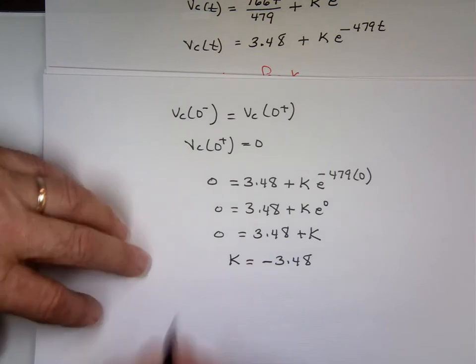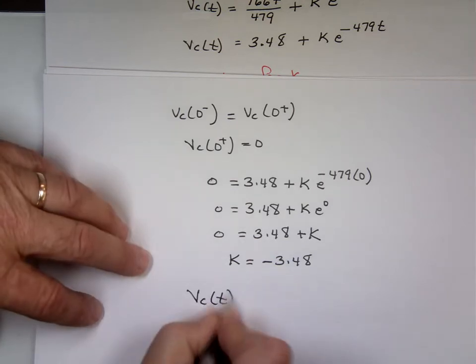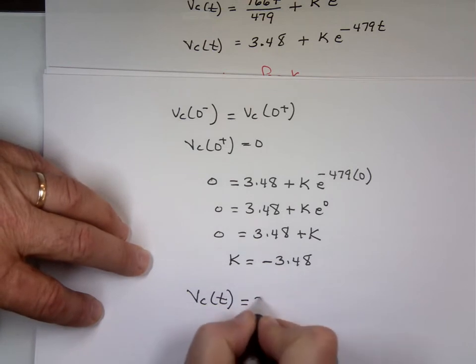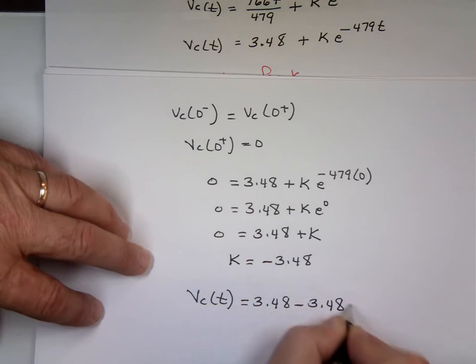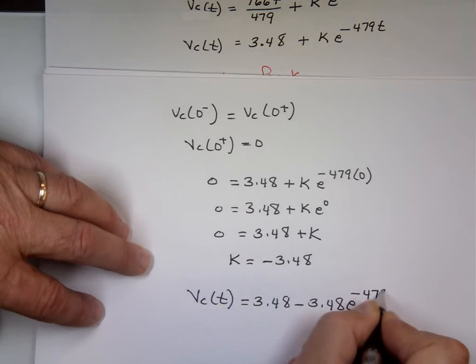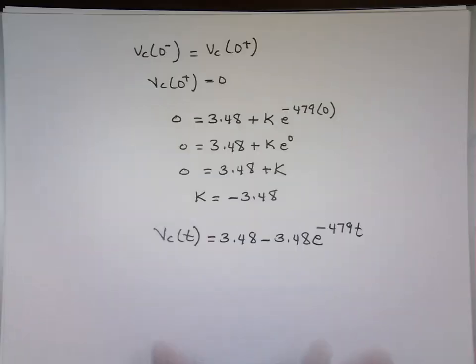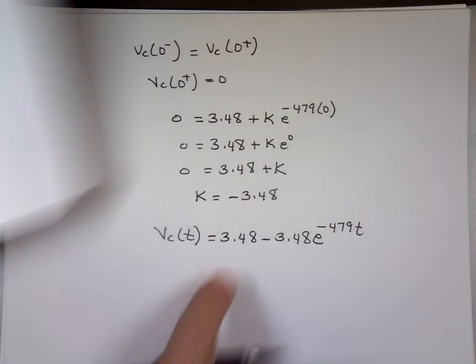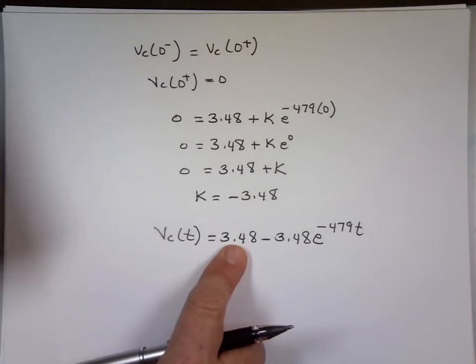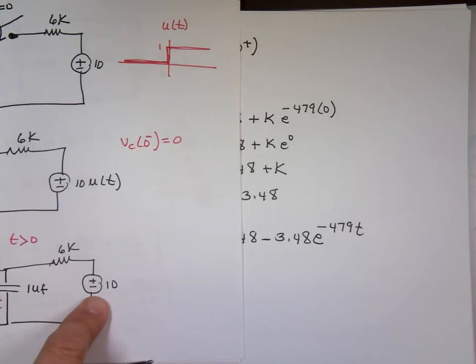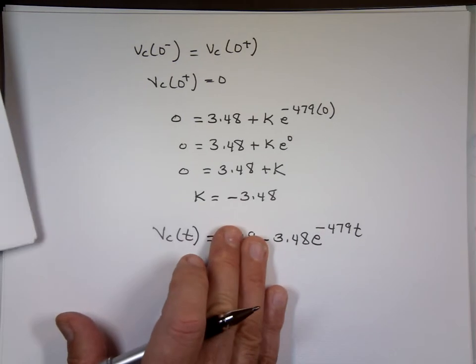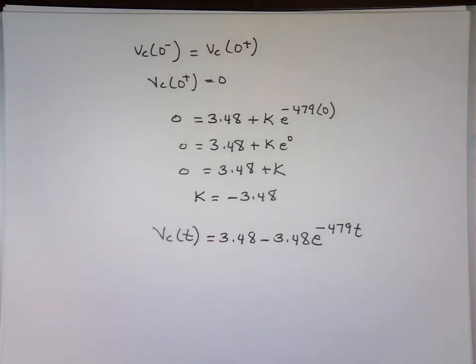So what is now the voltage across the capacitor for any time for t greater than 0? Is going to be 3.48 minus 3.48 e to the power of negative 479t. And that is my solution. Notice this is not a source-free circuit. This circuit has a source in it for t greater than 0, and that's where that piece came in. All the ones we did last class, we did not have a source for t greater than 0, so you did not have that piece. So a little bit different there.